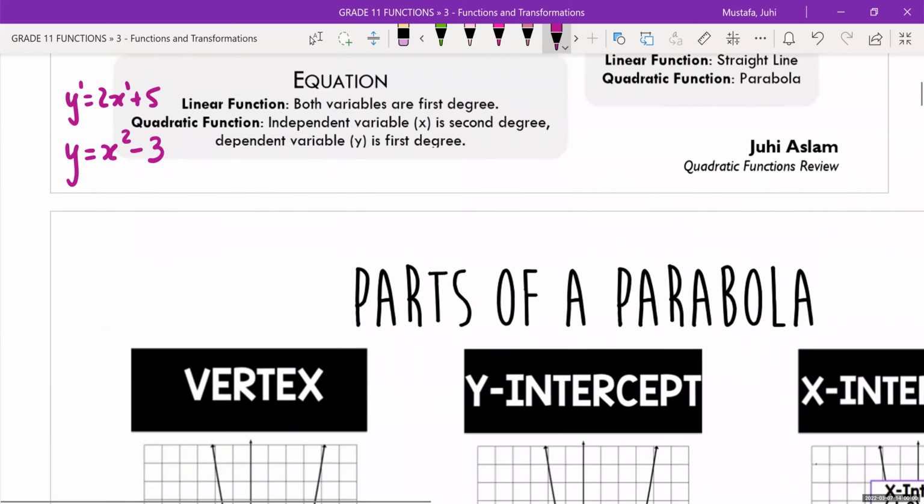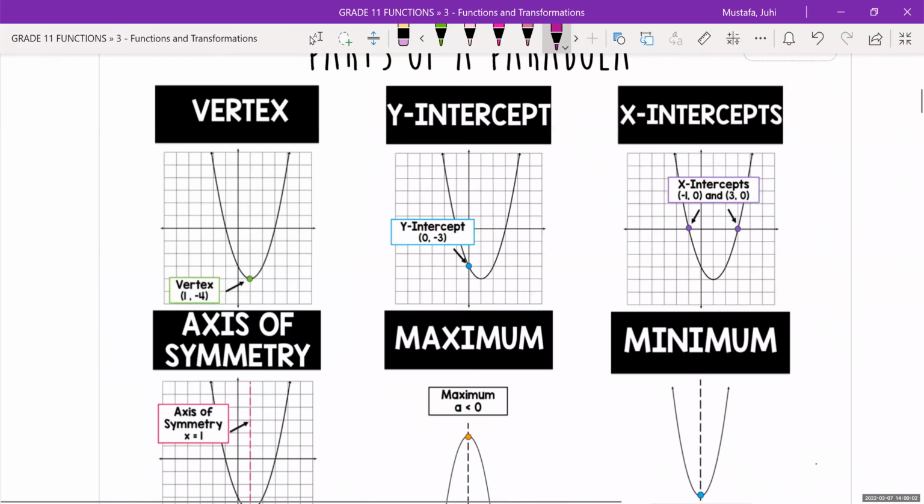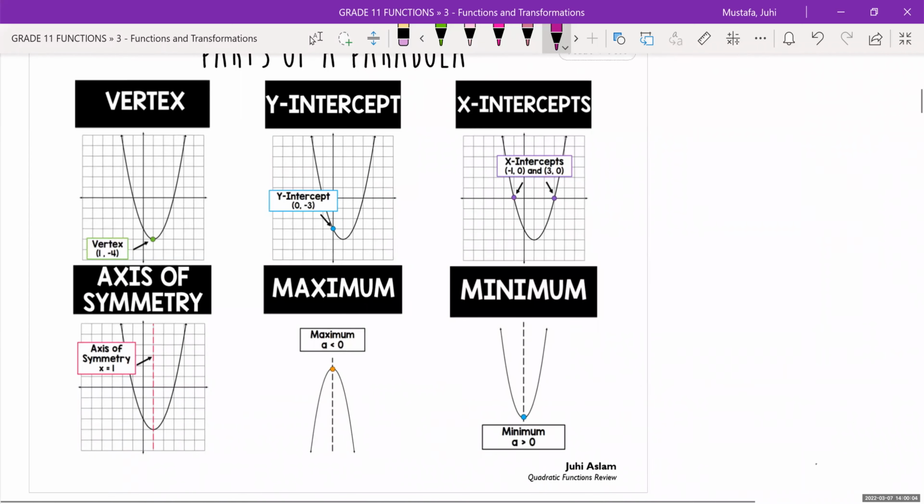Let's look at the parts of a parabola. So these are all words you guys probably remember from grade 10. We're going to go through them. A vertex is the highest or lowest part of a parabola. It's basically where it starts to change the direction. And to label that on a graph, you just read the coordinates, and that's what you would get.